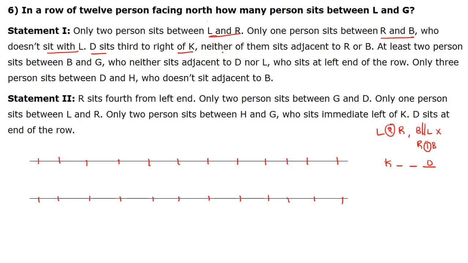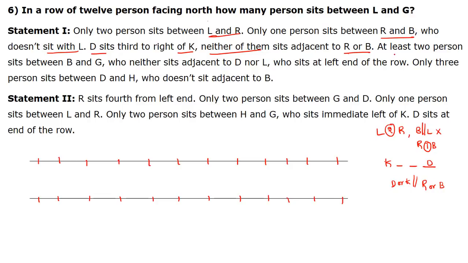The next one is, sorry, neither of them. Neither of them means what? So neither D nor K sits adjacent to R or B. So it means D or K cannot be an immediate neighbor to R or B. Okay, so I hope you got it. So these two persons cannot be an immediate neighbor to these two persons.